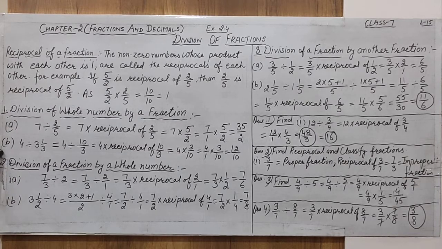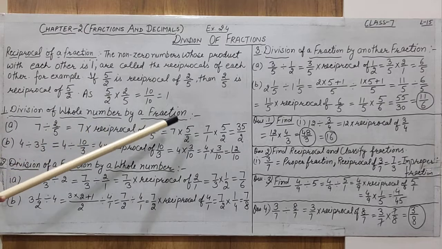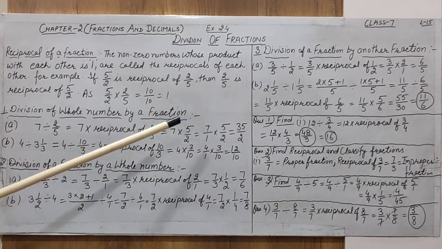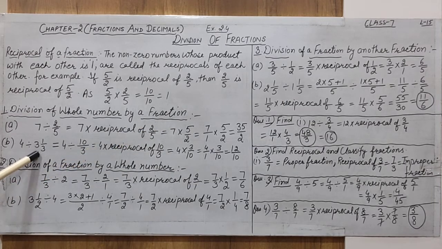So the second example says 4 divided by 3 and 1 by 3. Now what kind of number is this? This is a mixed fractional number. A whole number is divided by a mixed fractional number. As the type says, division of a whole number by a fraction. Fractions means proper fraction, improper fraction or mixed fraction. Any fraction can be placed at the second term.